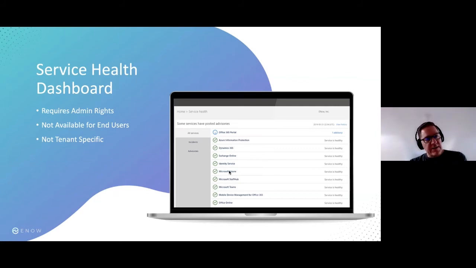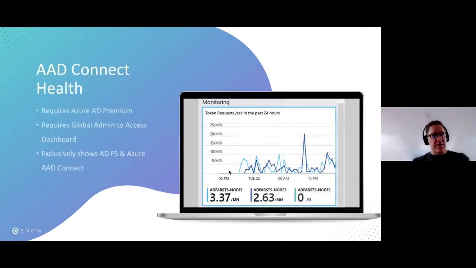So when you look at the Service Health Dashboard, a couple things to point out. It's not available for end users, so they're not able to consume this information. It's not tenant specific. It requires administrative permissions. Azure AD Connect Health, I think, is a step in the right direction. It's more a combination of metrics than monitoring, but it doesn't go to that granular service level monitoring capability of saying, hey, you have a Teams issue in this particular branch office or this particular region.